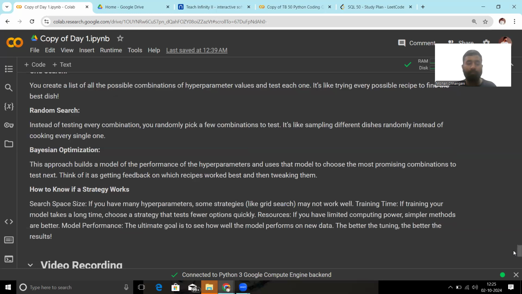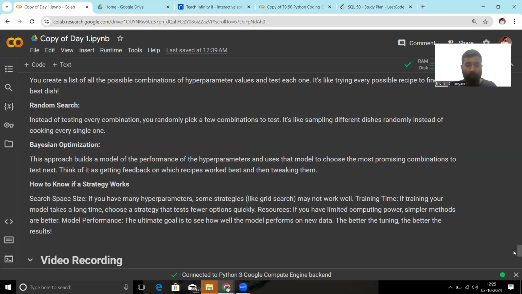Then after that we have Bayesian optimization. Bayesian optimization is an approach that builds a model of the performance of the hyperparameters and uses the model to choose the most promising combination to test next. Think of getting feedback on our food: if we make some food and get feedback, we then apply that to the next dish. So these are the optimization techniques: grid search, random search, and Bayesian optimization.